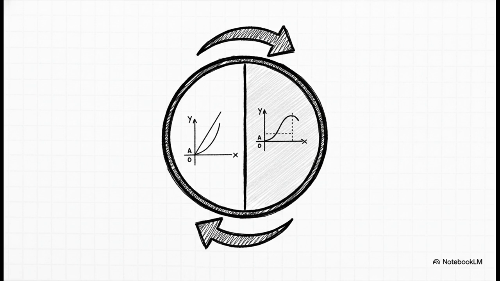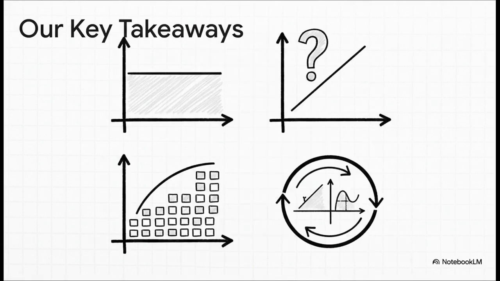One builds things up, the other breaks them down. Going from position to velocity is differentiation. Going from velocity back to position is integration. They perfectly undo each other. It's beautiful. So let's just put it all together.